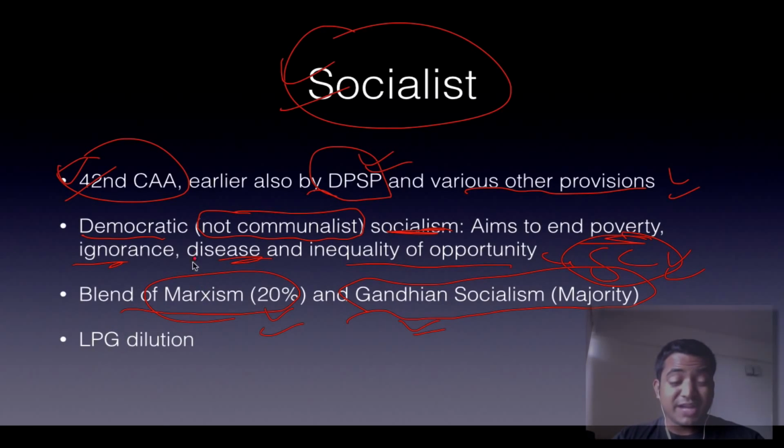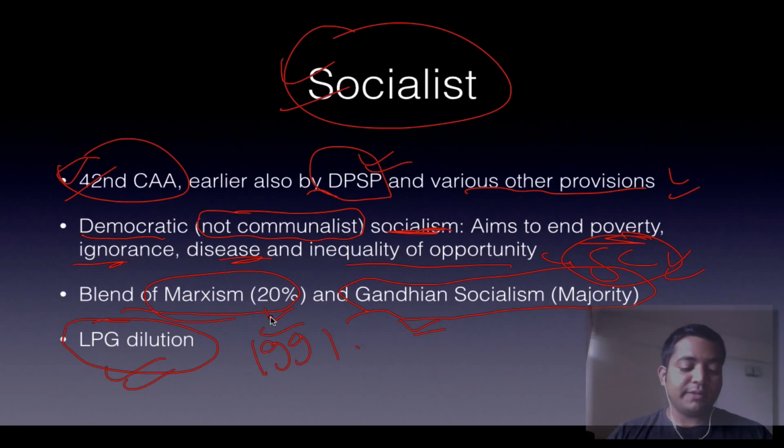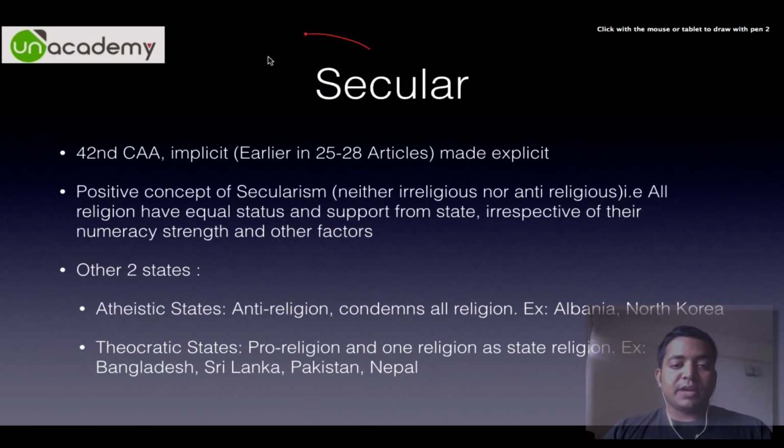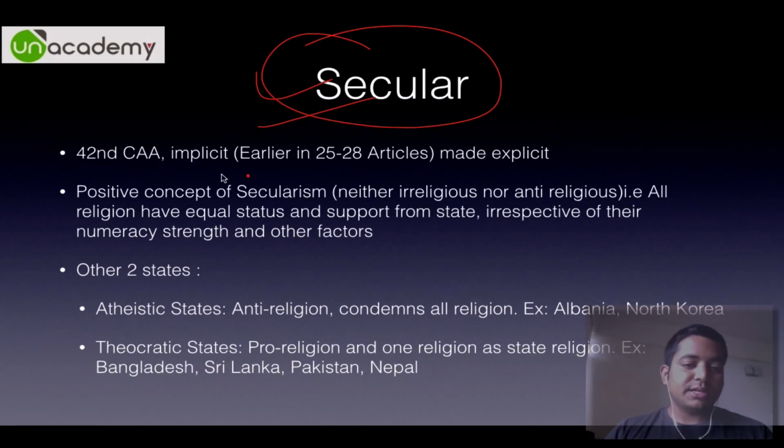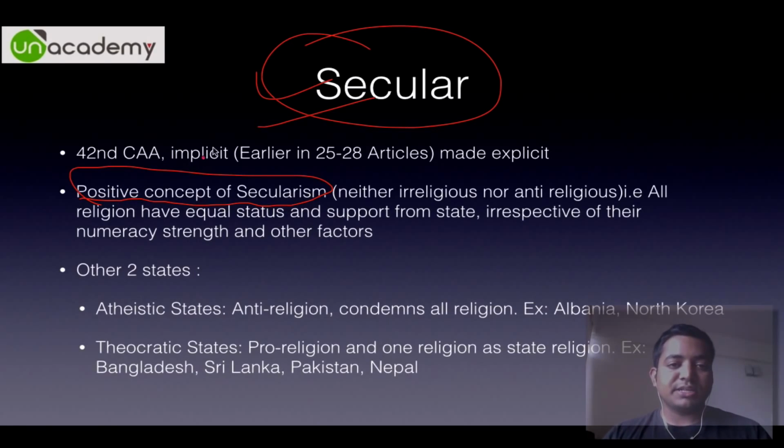Then the provisions of democratic socialism are very much diluted by LPG, that is liberalization, privatization and globalization, which happened in 1991. Then we are very much secular. See, there are three secular states. One is called a positive concept of secularism. So they are all secular states. Secularism itself is of different variety.